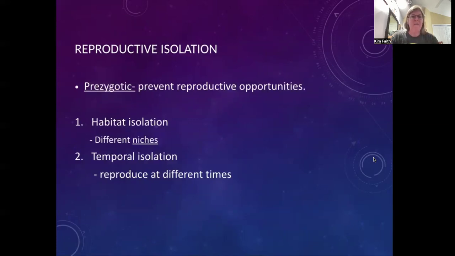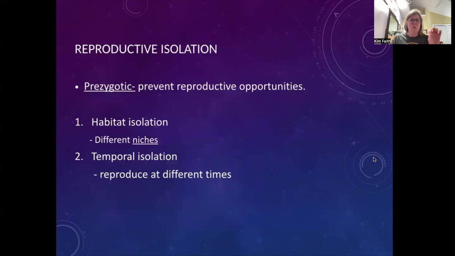So we have a couple different types of reproductive isolation. First, I'm going to talk about prezygotic. Prezygotic means before the zygote, which is a fertilized egg. So we're talking about before we even get to a fertilized egg, before we even have a male and female coming together and gametes combining, okay, before that even happens, first we could have habitat isolation.